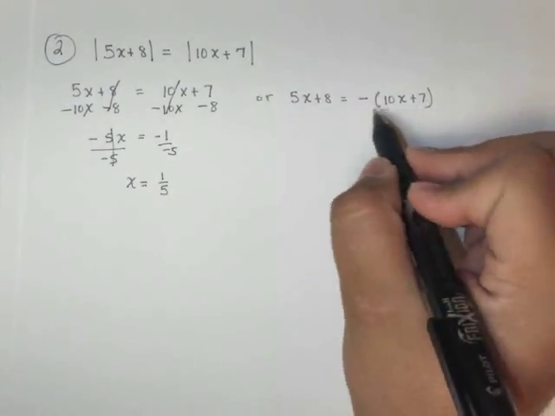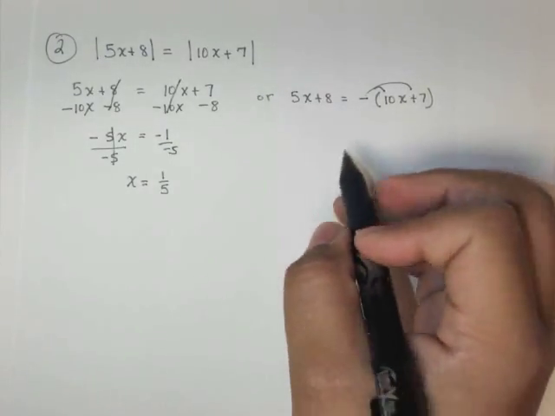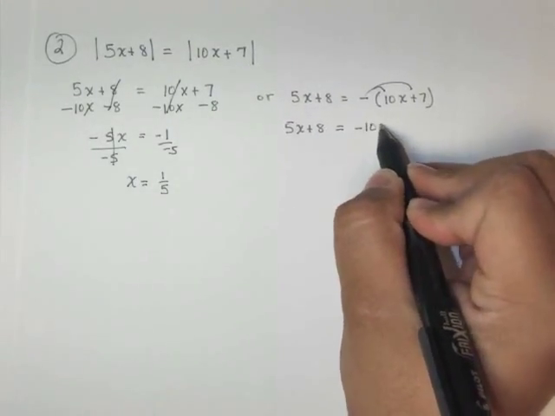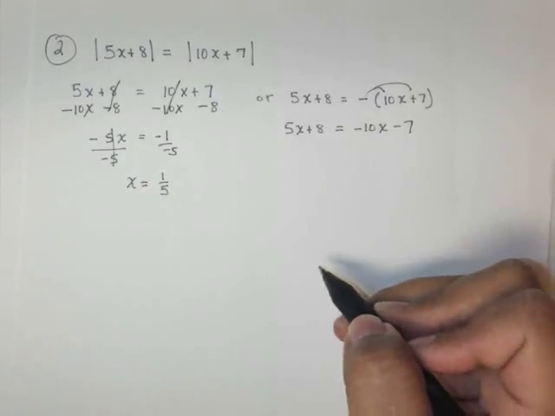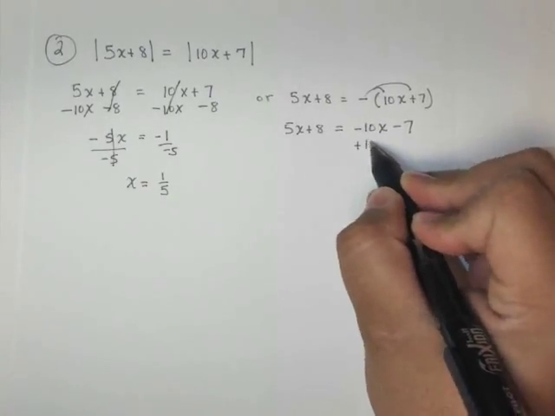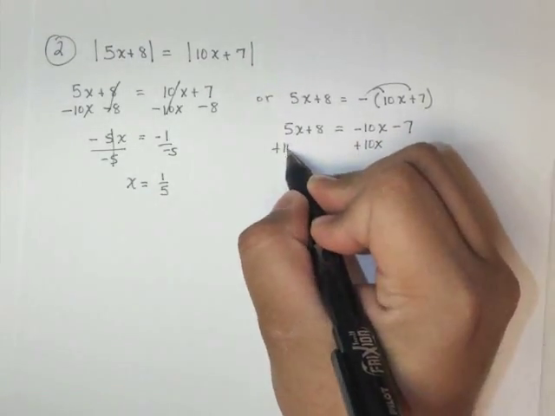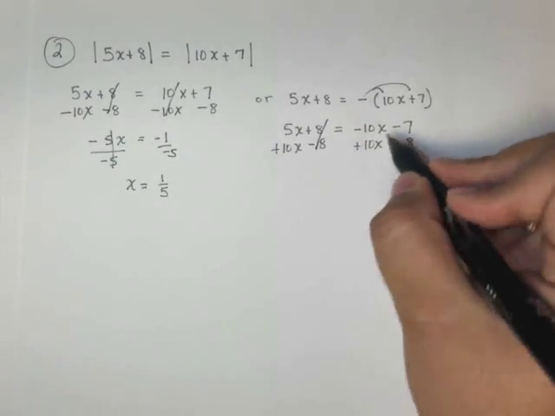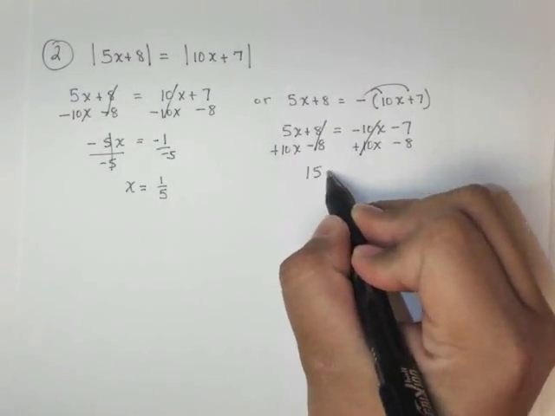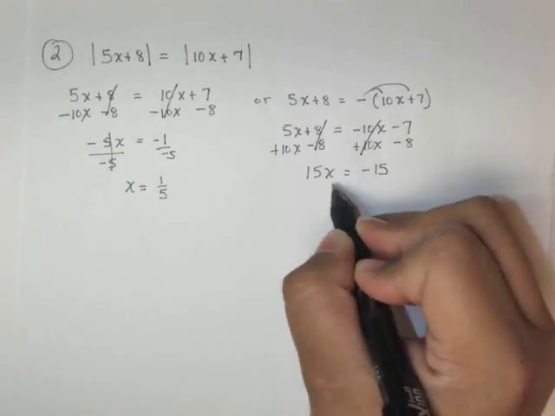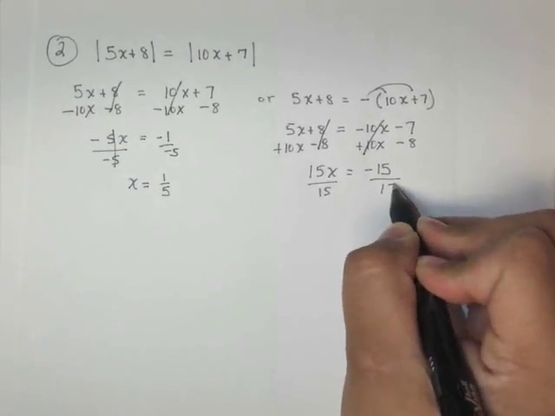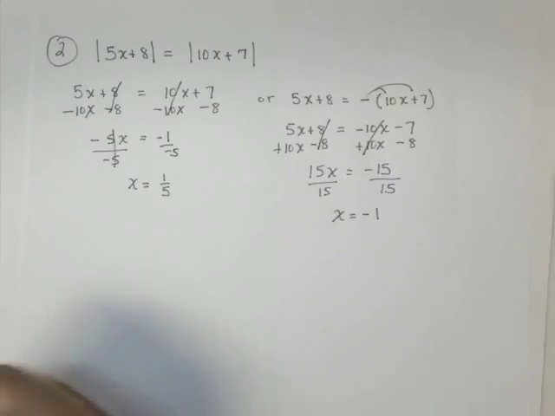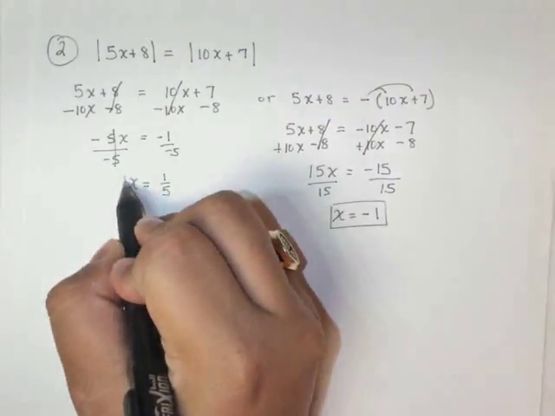And then in the second case here, we need to distribute that negative sign. So we need to take the opposite of everything on the right-hand side of the equation. So it gives negative 10x and minus 7. Let's go ahead and do that again. We're going to add 10x to both sides, and we're going to subtract 8 from both sides. We end up with 15x equals negative 15, and then we divide both sides by 15, and we get x equals negative 1. So there we have the answer to this absolute value equation as well.